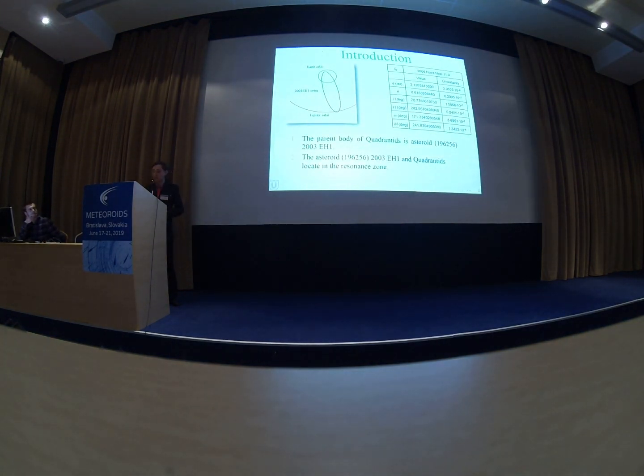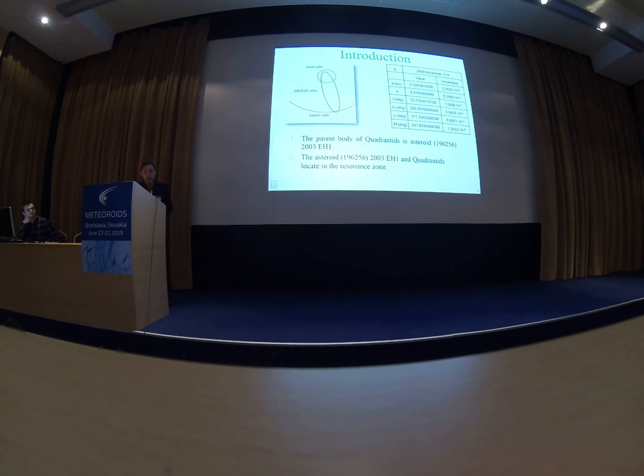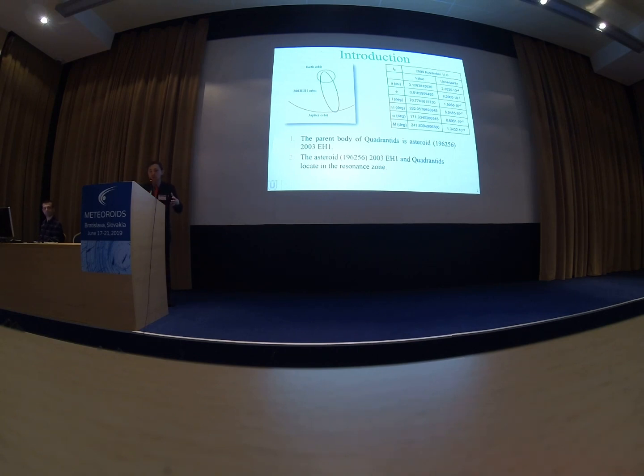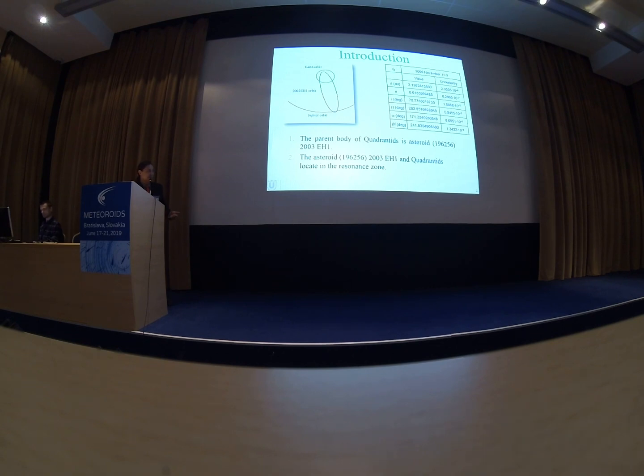We know the Quadrantid is one of the strongest meteor showers. The parent body of the Quadrantids is the asteroid 2003 EH1, while part of the stream is connected with comet 96P meteoroids. The asteroid 2003 EH1 is expected to be a dormant or recently extinct comet in many works. The asteroid and Quadrantids are located in a resonance zone.